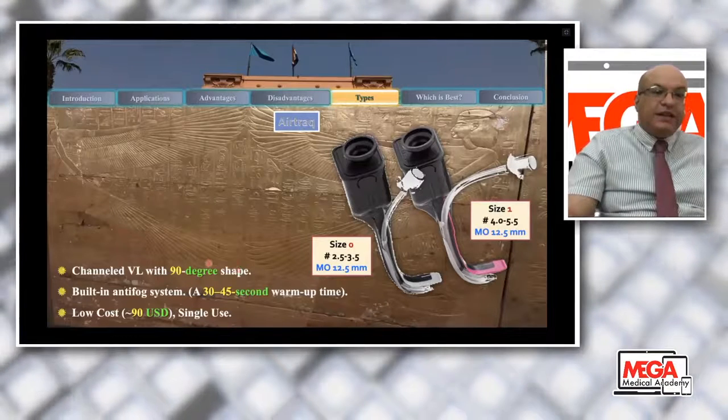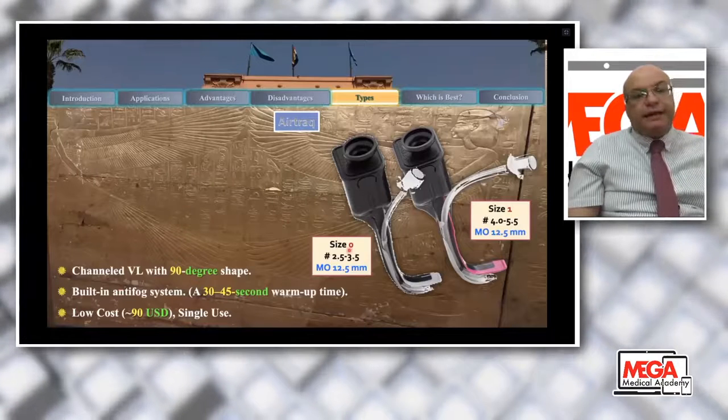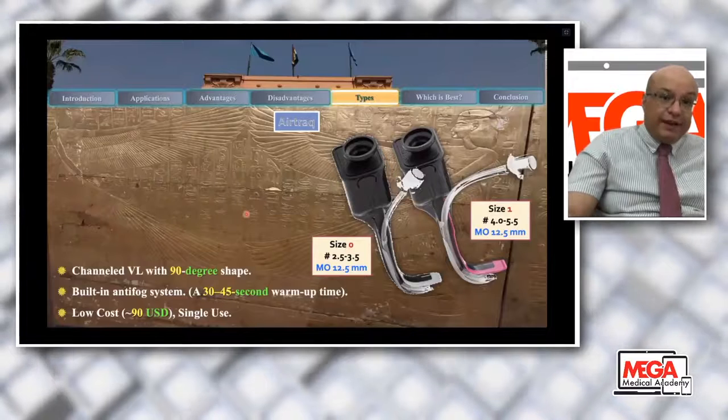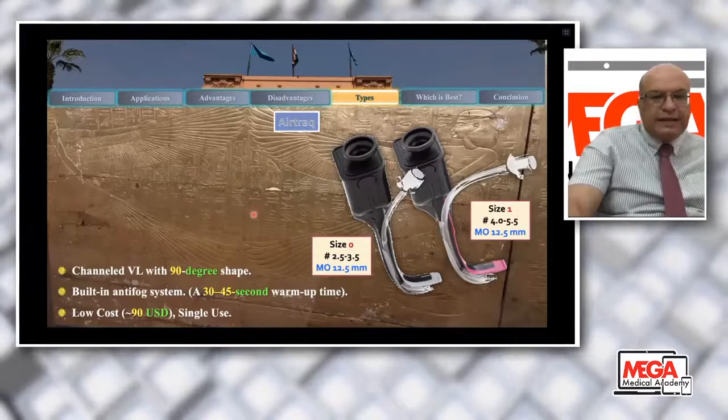It is a channeled video laryngoscope with a 90-degree shape. There is a built-in anti-fog system. You just need to turn on the light source for 30 to 45 seconds. It's low cost, about $90, and single use, of course.